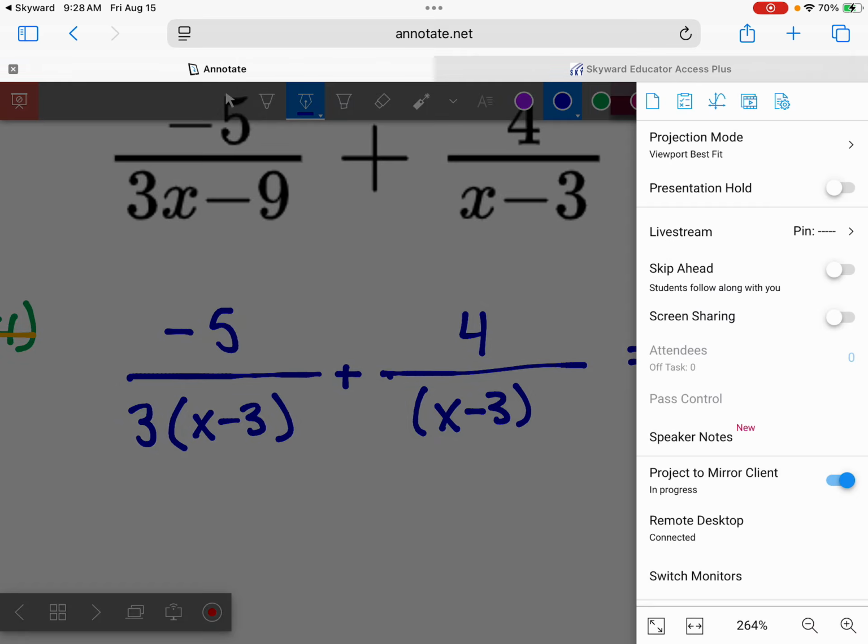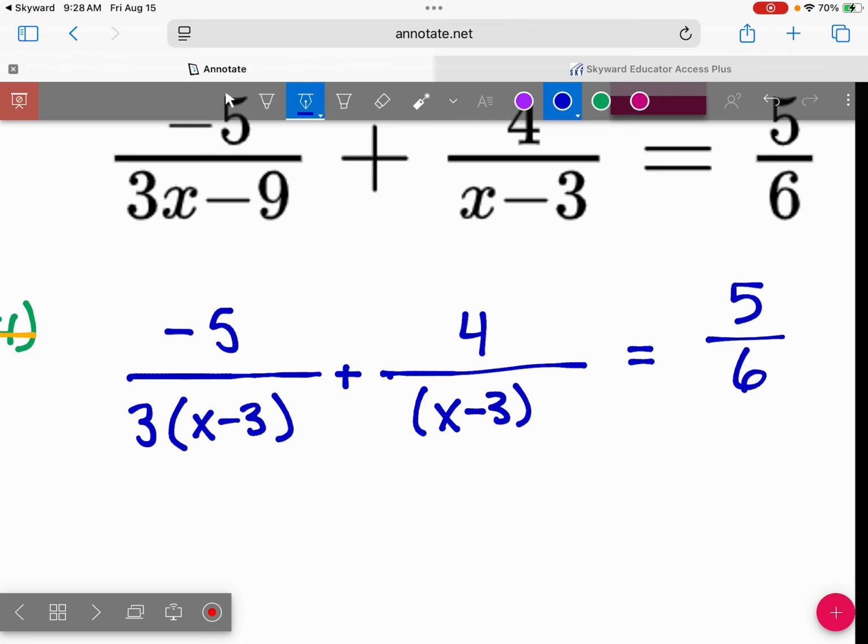What we want to do is multiply everything by the pieces that are in the denominators, because I'd like to get rid of all of these denominators. So I know I'm going to need to multiply by the x minus 3 that's here. We need to make sure we include a 3, and we need to make sure the 6 is going to cancel out as well.